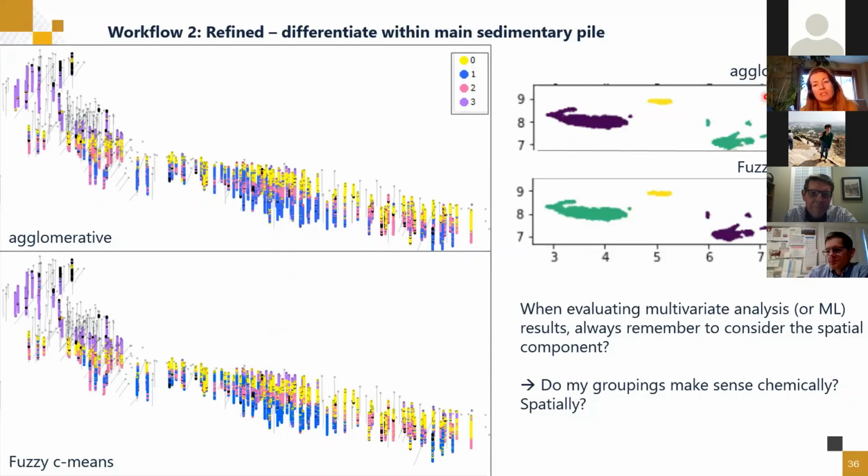So if we were just looking at this in machine learning space, we would say one looks as good as the other, but it's really important to come back to your geology space or your physical space and assess the groupings. Do they make sense chemically? Do they make sense spatially?